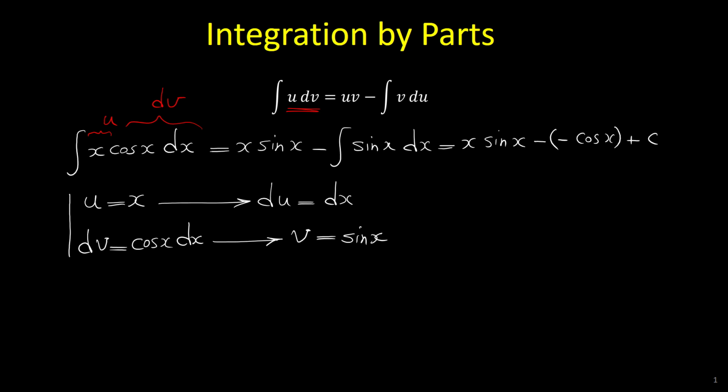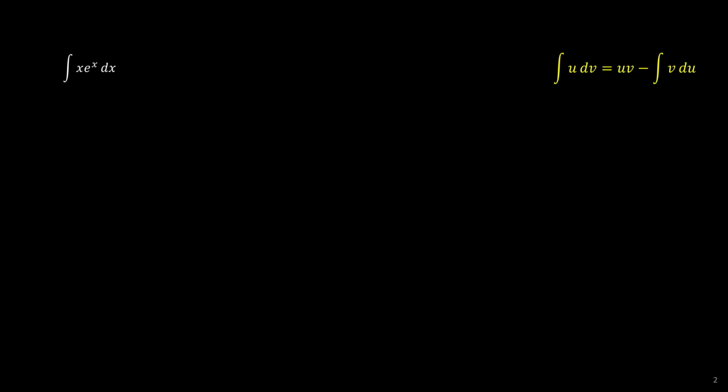If we multiply this negative by this negative, we can write our answer as x sine of x plus cosine of x plus c. And this is the answer of this integral. Integral of x cosine of x dx is x sine of x plus cosine of x plus c. Let me show you another example.